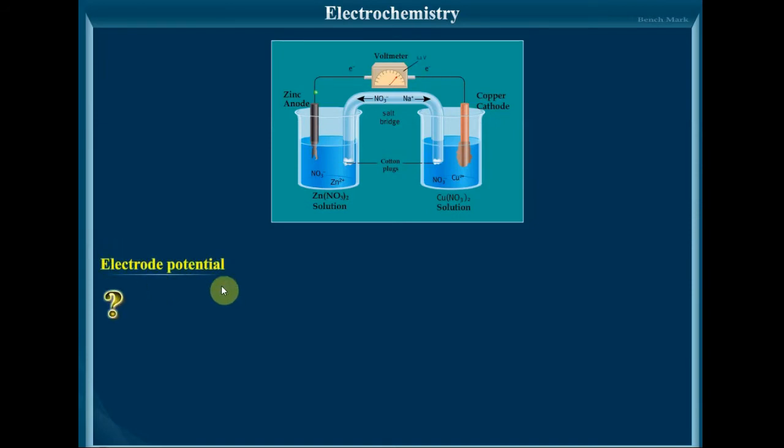The next part that we are going to learn is the electrode potential, which we have also learned in the 11th standard. What do you mean by electrode potential? That is when a strip of metal is brought in contact with the solution of its own ions, say Mn+, the charge is n+.